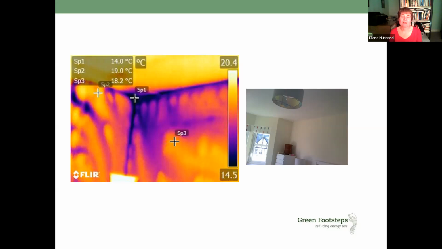The thermal image is on the left-hand side and the daylight image is on the right-hand side, and we're looking at this corner here. What we can see is the building is block construction, and then it's dot and dab plasterboard inside. Just to explain, when plasterboard is fixed, you have dabs of plasterboard adhesive holding it to the wall.